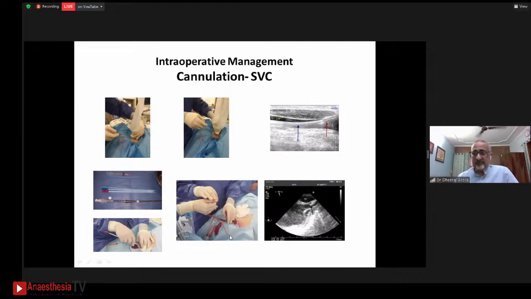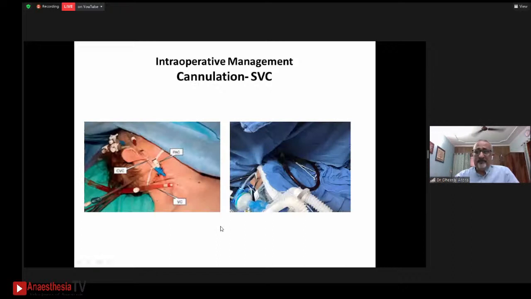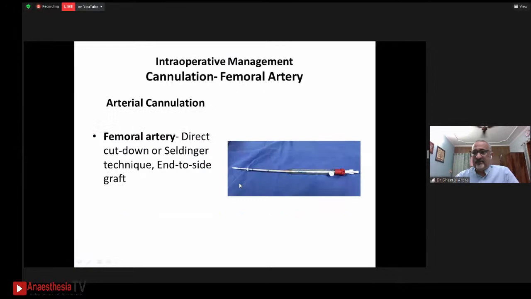We have to connect that SVC drainage line to the SVC cannula, the SVC venous line. Sometimes we have to place both lines on the same side if it is not possible otherwise. In our institute, we use the right IJV for the SVC drainage cannula, and the left one is used for CVP placement, the central venous placement.